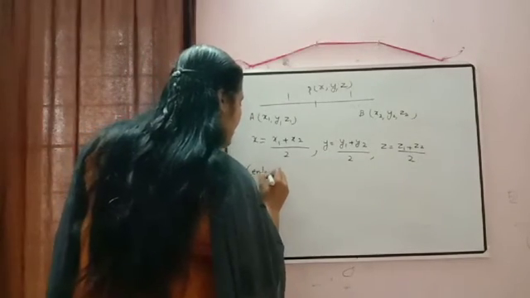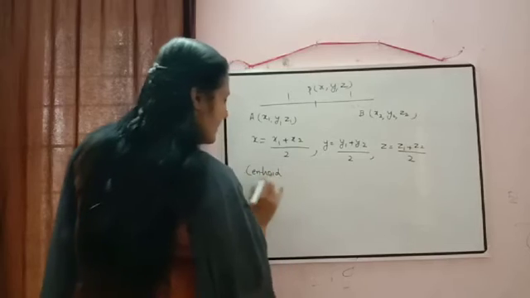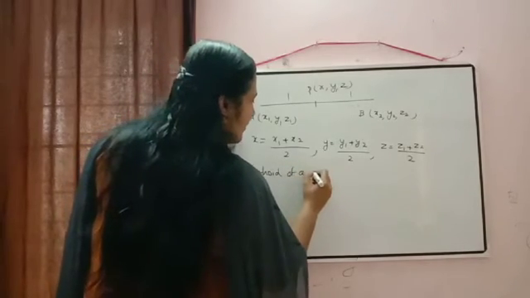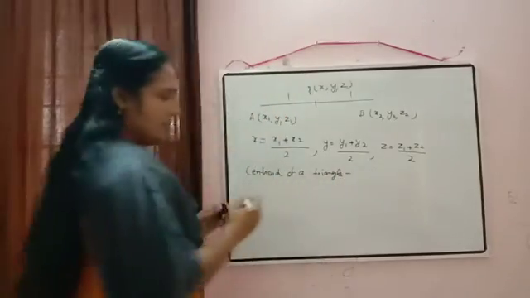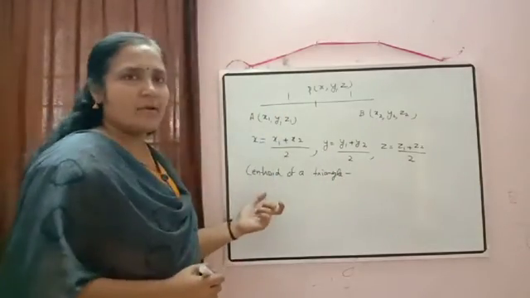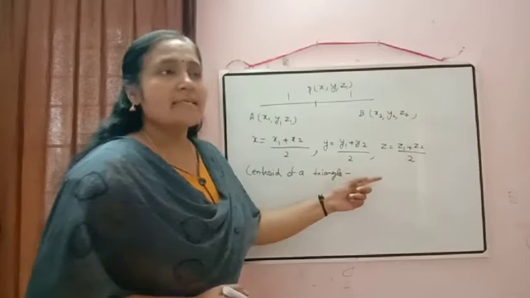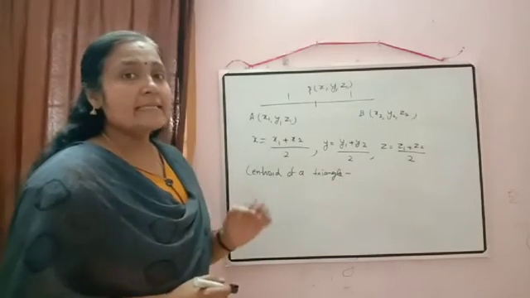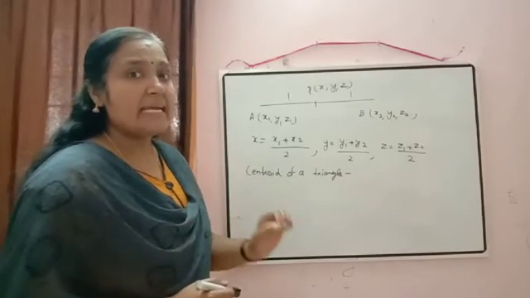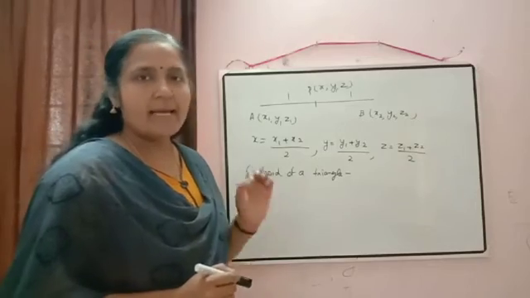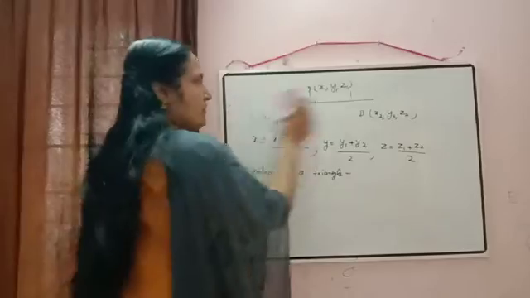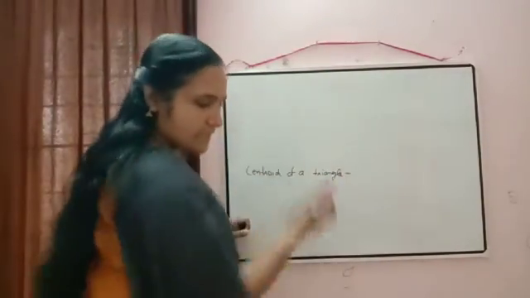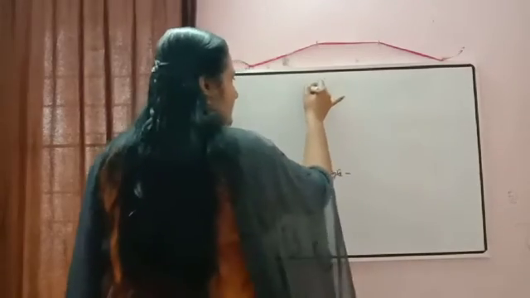Next is the centroid of a triangle. Write down there: centroid of a triangle. Just write down what the centroid is. Centroid is the intersection point of the medians. If I draw the diagram here, the centroid is the intersection point of the medians.